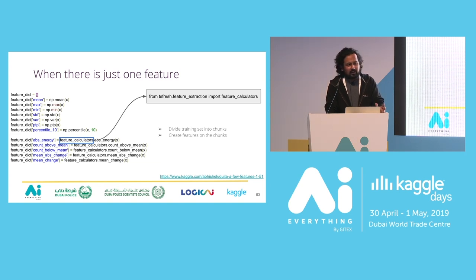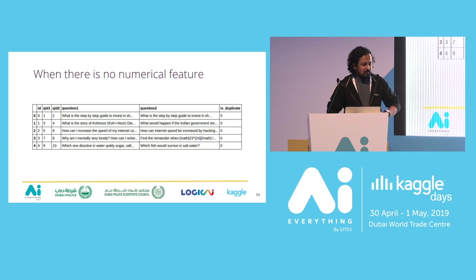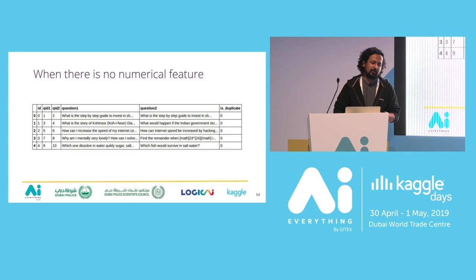Then we also have a case where we don't need data. So that's text data. Here you have two questions. I don't care about the IDs, and you have to say if the question is duplicate of each other or not.